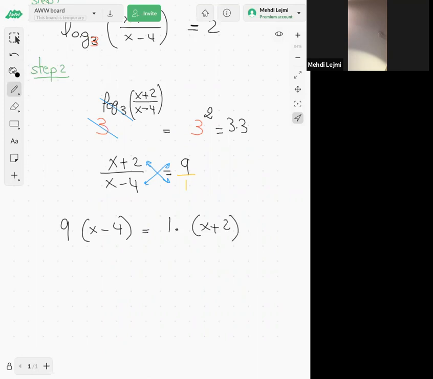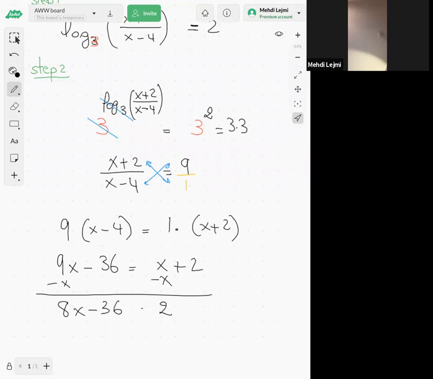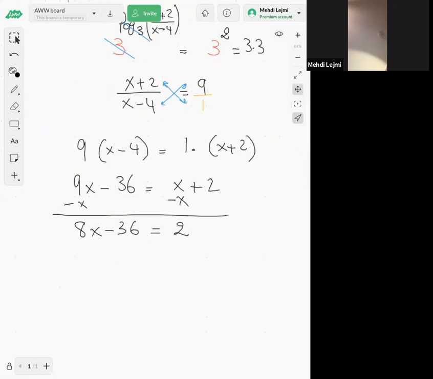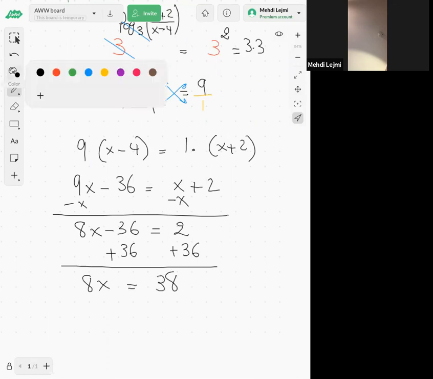So that would be 9x minus 36, and that's x plus 2 on the right side, right? So then we're going to subtract x from both sides. So that's 8x minus 36 equals 2. And then I'm going to add 36 to both sides. So that's 8x equals 38. All right, and then I'm going to divide by 8, both sides, of course.